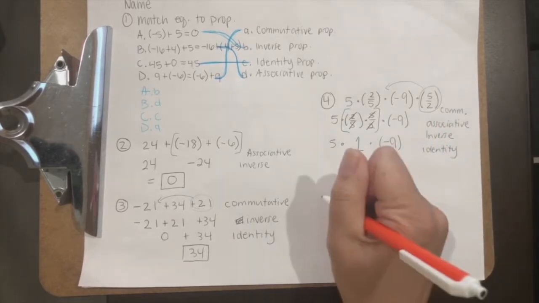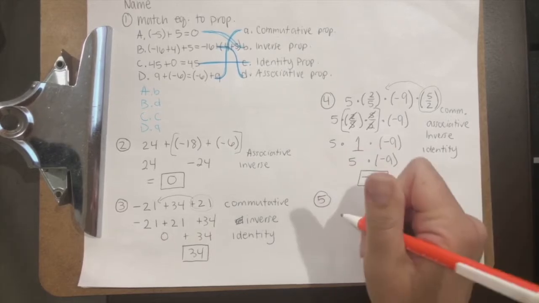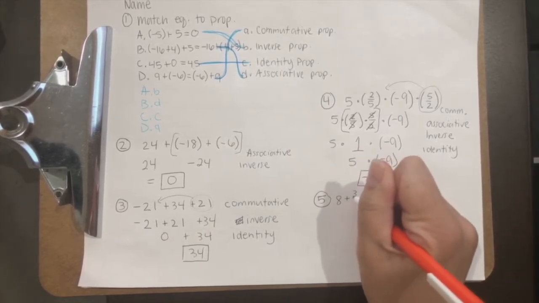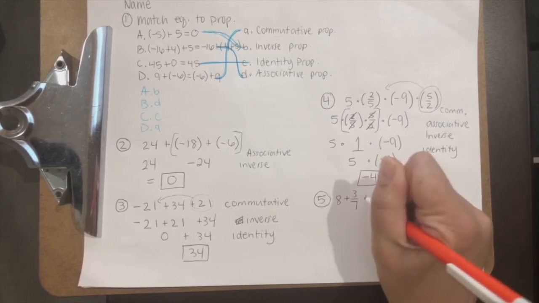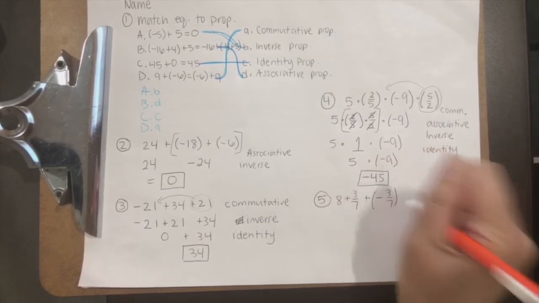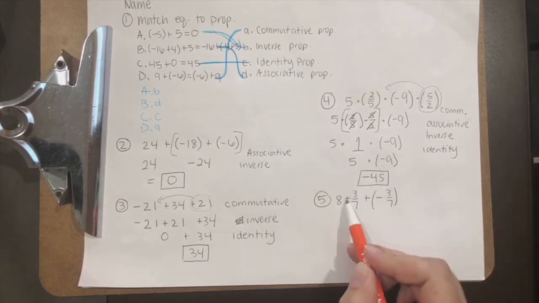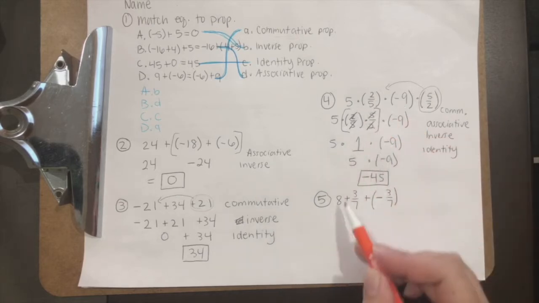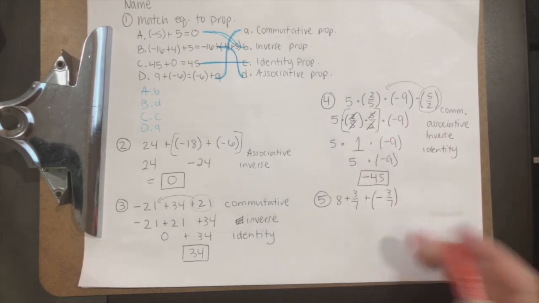All right, let's look at number 5. 8 plus 3/7 plus negative 3/7. Okay, so we're switching gears. Now we're back into the properties of addition. We took a trip into multiplication. Now we're back into addition.